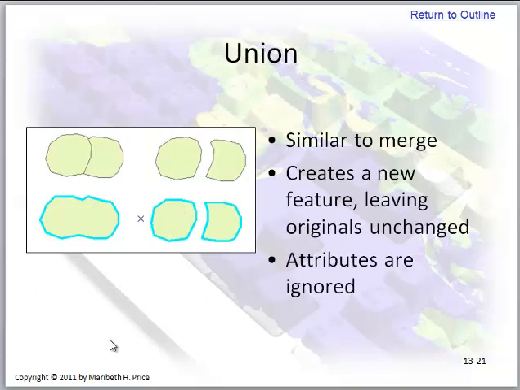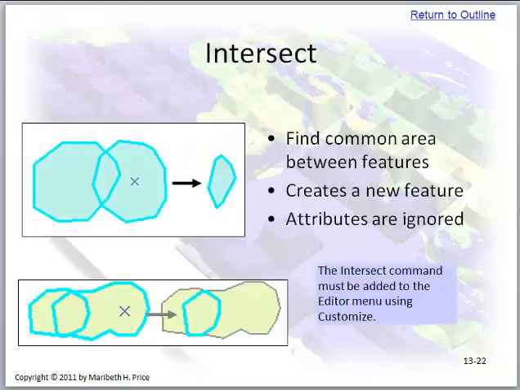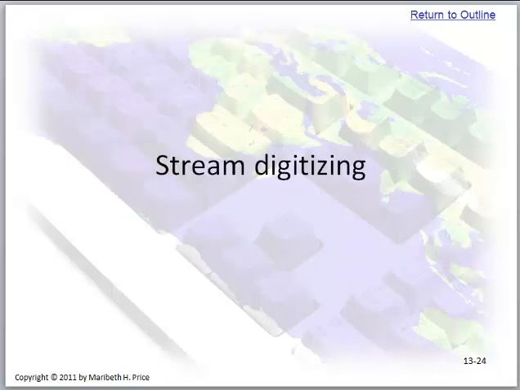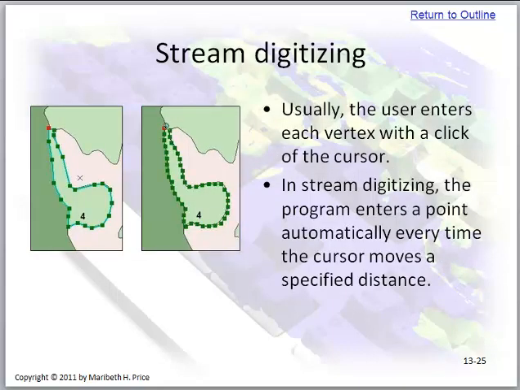This is showing a union, similar to a merge, but it creates a new feature, leaving the originals unchanged, and the attributes are ignored. We do use, I believe we use a union in one of our labs this quarter. Here we have an intersect, some buffering issues, stream digitizing. We won't be doing this.